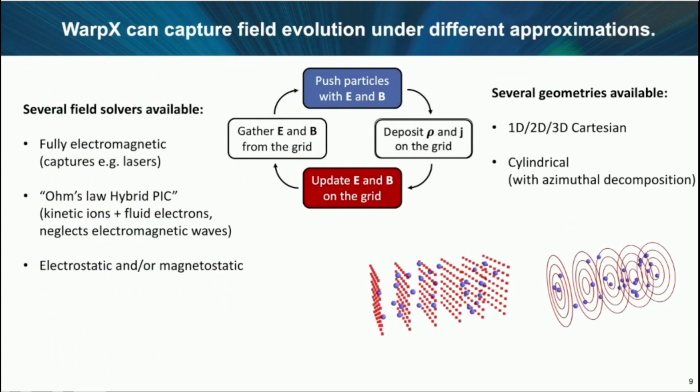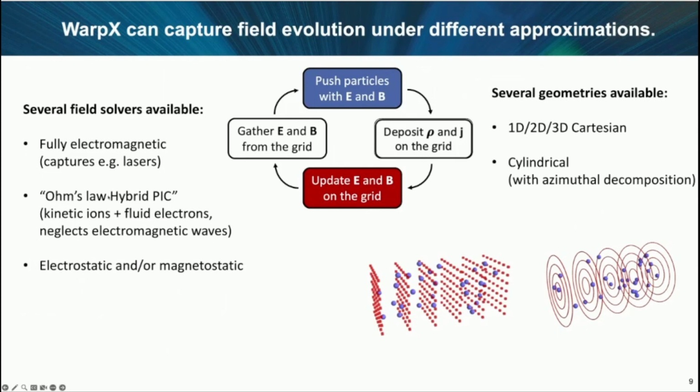In the next few slides, I'll go over some of the specific features of WarpX that make it very flexible. So one feature is it has several field solvers, saying that the evolution of the plasma depends on the E and B field, and that the evolution of the E and B field is governed by the Maxwell equation, but you can make several approximations, and so use different field solvers for that.